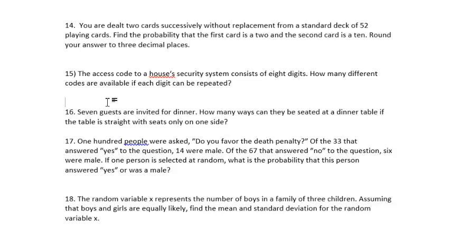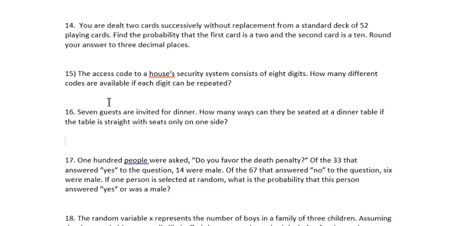particular digit happening. 7 guests are invited for dinner. How many ways can they be seated at the dinner table if the table is straight with seats on only one side? Now for combinations or different possibilities, I mean, there are 3 different things that are covered.